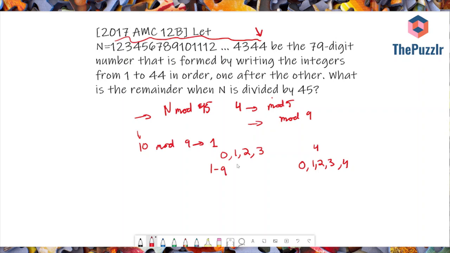Now we also have 10 ones that appear, 10 twos, 10 threes. So this should be 10. And how many fives do we have? We have 5 fives. Okay, let's find the sum. The sum of 1 through 9 is 9 times 10 divided by 2, or 45. So it's equal to 45, and we have this 4 times. So 45 times 4 gives us 180. Well, we're asked to find it mod 9, so we can discard 180 since that's equal to 0 mod 9.